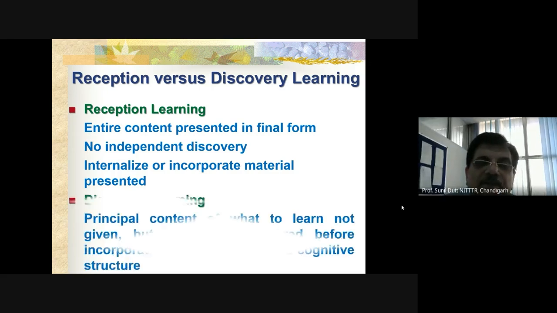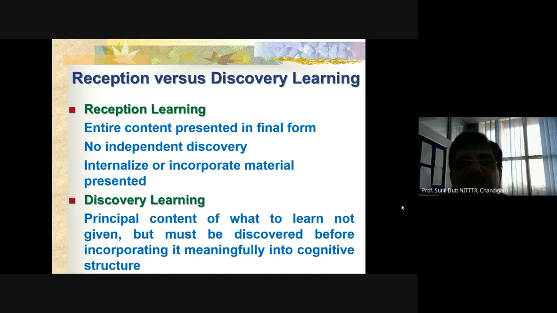Now, coming to discovery learning, the essential feature of discovery learning is that the principal content of what is to be learned is not given, but must be discovered by the learner before he can incorporate it meaningfully into his cognitive structure. Let me give you one example of discovery learning. Students are provided with, say, various types of magnets, a compass, then an iron and sand mixture, and so on. Now they manipulate with it, and ultimately they conclude that repulsion is the sure test of magnetism. So that is discovered by them. Okay, so that is discovery learning.